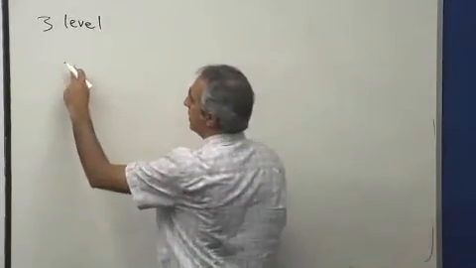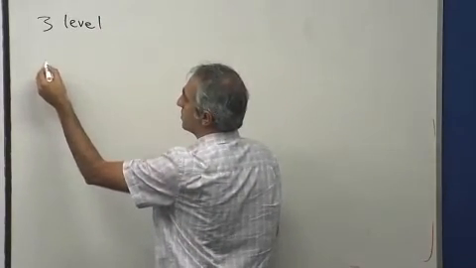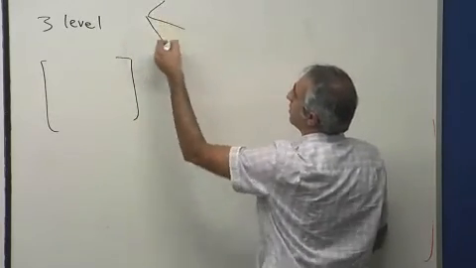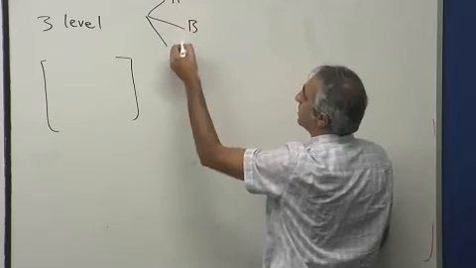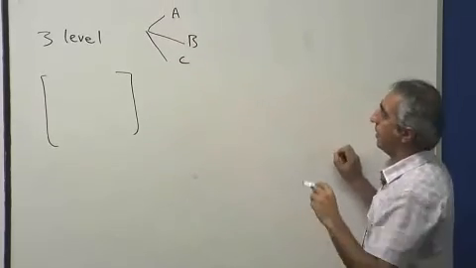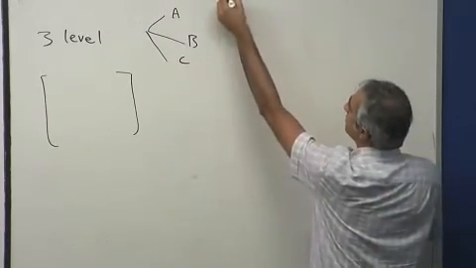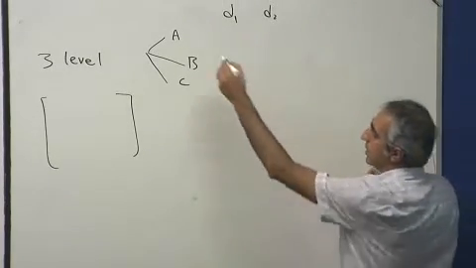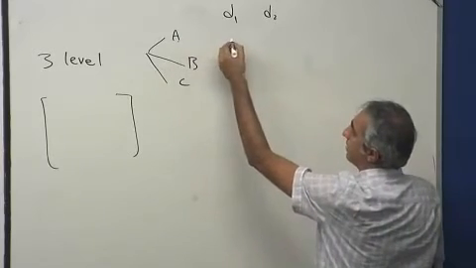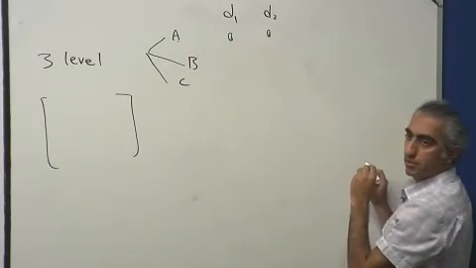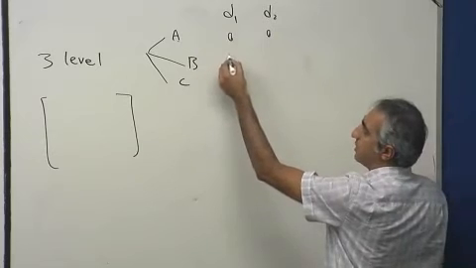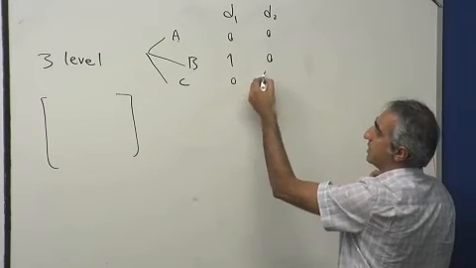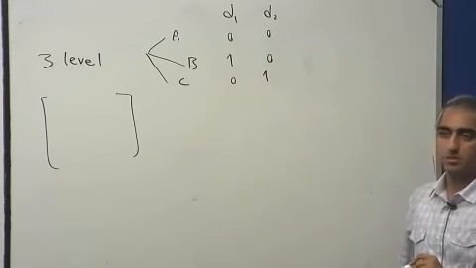Then what we define is, so this is your matrix. Let's say A, B, C. I use D1 and D2, 2 dummy variables. If it's at level A, both of them are 0. If it's at level B, this is the combination. If it's at level C, this is the combination. Does it make sense? Yes.